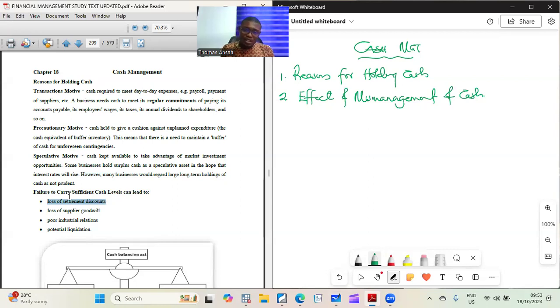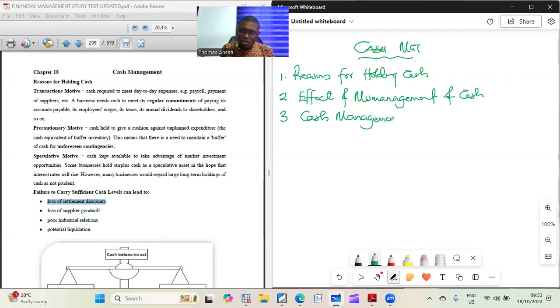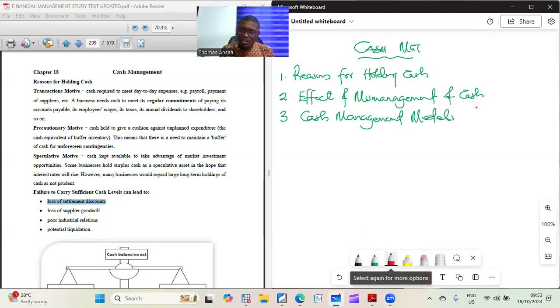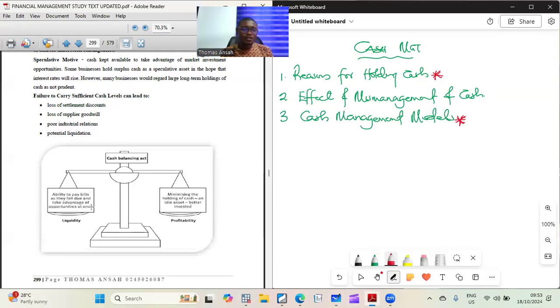The third thing that we will do will be about the cash management models. These are the 2 most examinable areas that you need to pay attention to. But of course, there is a trade-off for us to discuss. Ability to pay bills as they fall due and to take advantage of opportunities is the side of liquidity. Also, minimizing the holding of cash, an idle asset. You have an idle asset, and it's better for you to invest it.